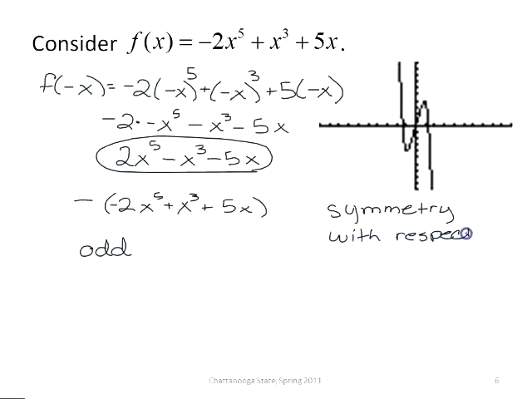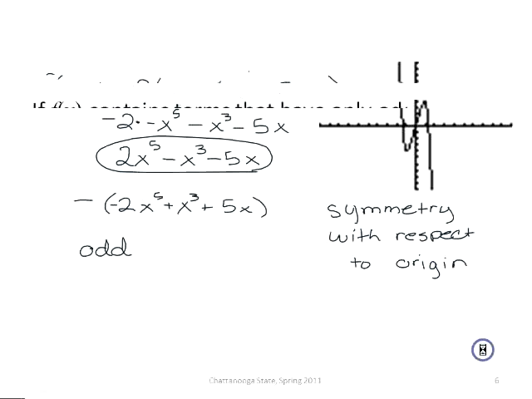Now, it's a little harder to see, but think about rotating the graph 180 degrees. In other words, take the whole graph and just turn it 180 degrees. You would end up with the same graph. It's almost like you flip it over this way and then flip it over this way. That's what symmetry with respect to the origin would look like.